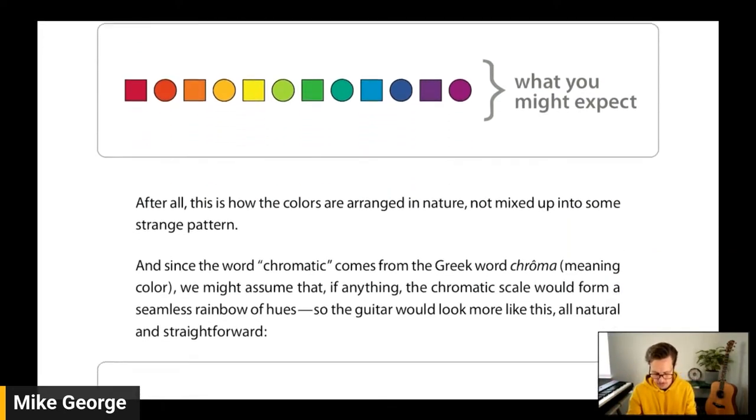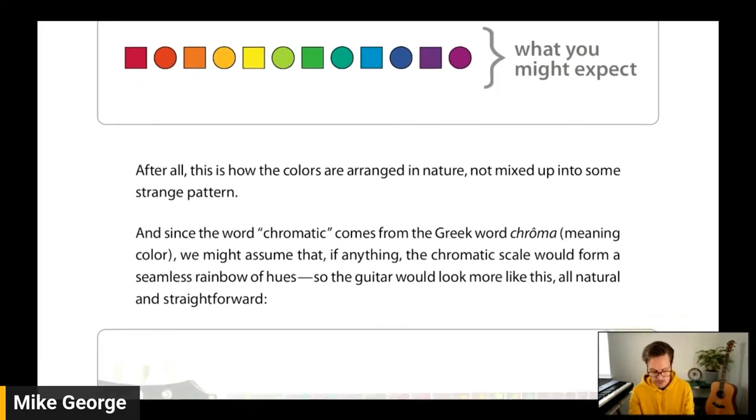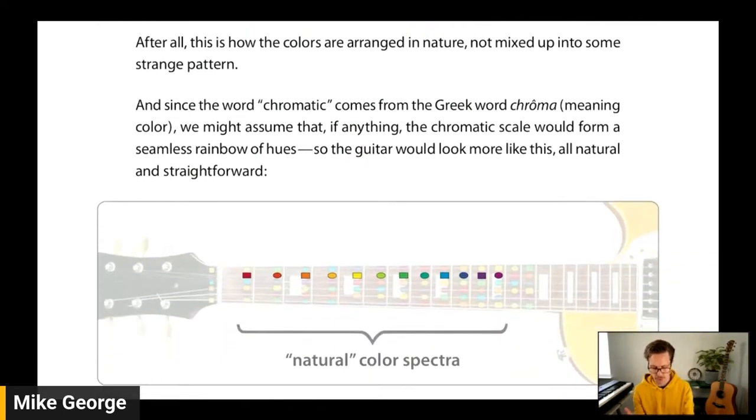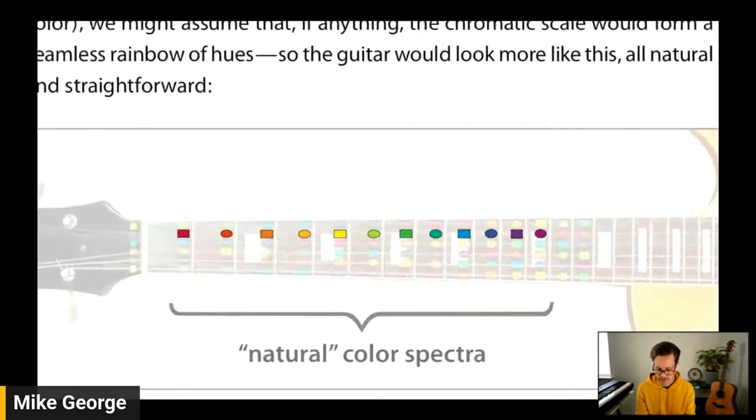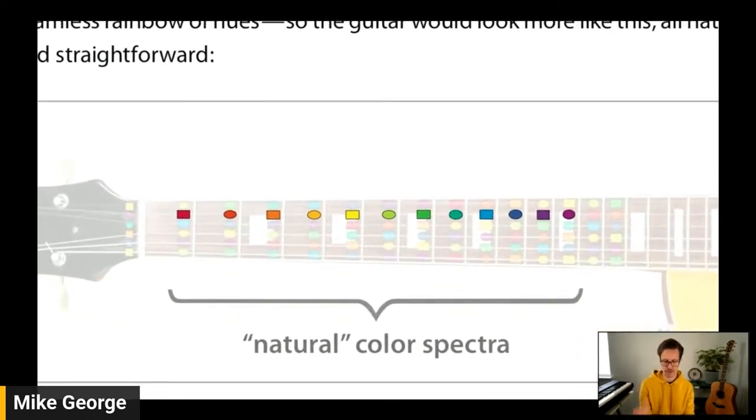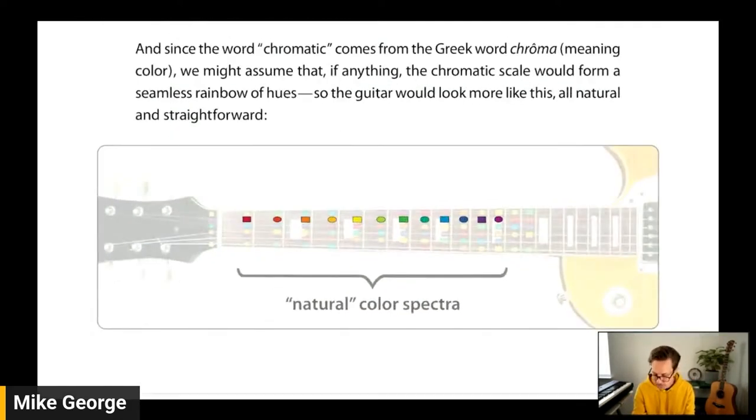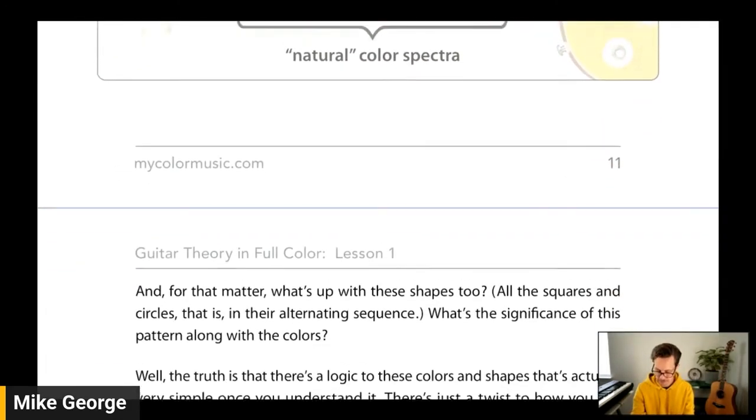Back in lesson 1. After all, this is how the colors are arranged in nature, not mixed up in some strange pattern. And since the word chromatic comes from the Greek word chroma, meaning color, we might assume that, if anything, the chromatic scale would form a seamless rainbow of hues. So the guitar would look more like this, all natural and straightforward, where the colors on each string would rise up incrementally in a color spectrum. That would be what you might think intuitively.